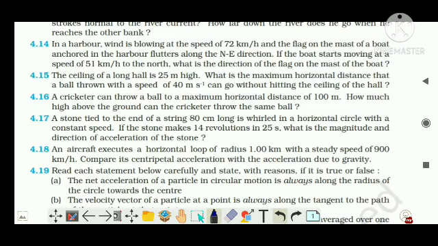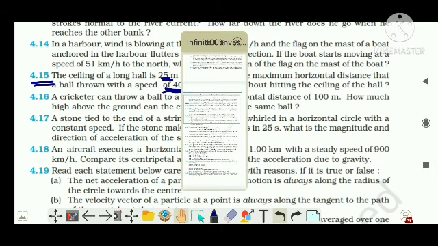Clear? The question we are going to deal with is 4.15. The ceiling of a long hall is 25 meters high. That is the maximum height. What is the maximum horizontal distance that a ball thrown with a speed of 40 meters per second can go without hitting the ceiling? You are going to throw the ball with 40 meters per second, and the ball shouldn't touch the ceiling, which means the maximum possible height it can achieve is 25 meters. Clear? Keep that in mind, guys.